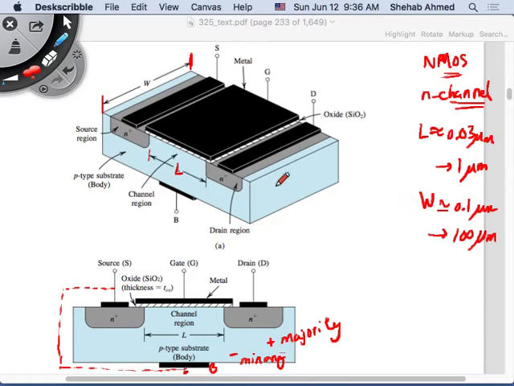What else? The other thing is, if I don't connect this body to the source, the device is symmetric. This source and drain are really the same. They're interchangeable, if I don't connect these two together. So it's a very symmetric device, easy to construct.